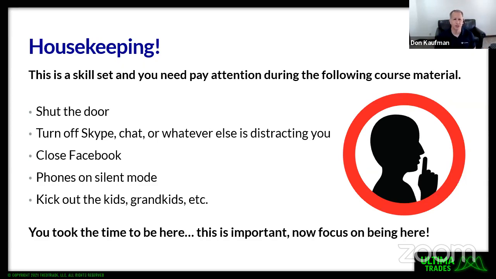But listen, this is skill set. I'm going to throw a lot at you over the next probably 90 minutes. I hope that's all right with everybody. Most of the time we try to pack everything into an hour, but I threw a lot of extra slides in here. So I'm probably going to be upwards of 90 minutes. You took the time to be here, and this is going to be important. So focus on being here.